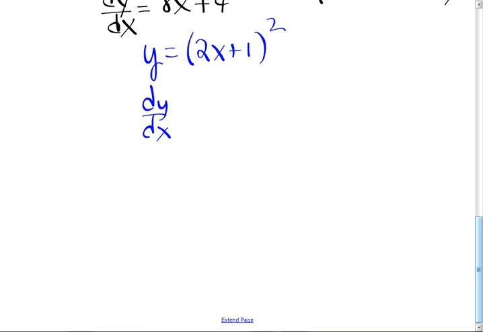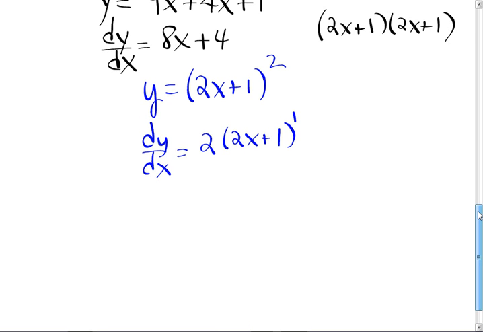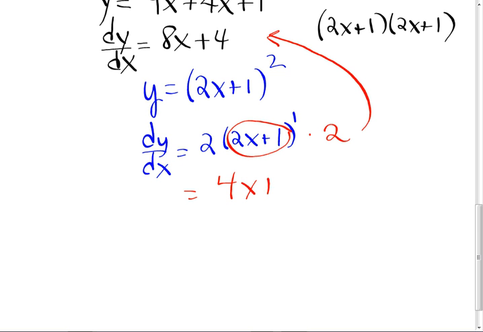dy dx equals 2 times, some of you just want to go to this directly, to the first power, right? Forget what's in there right now. So it's 2 times whatever's in there to the first power, but that's not right, is it? Is that equal to 8x plus 4? But what if I took the derivative of this little guy inside here, multiplied it by the derivative of that, which is 2? Are these equal? Well, let's multiply it out. This is 4x plus 2 times 2, and that's equal to 8x plus 4.